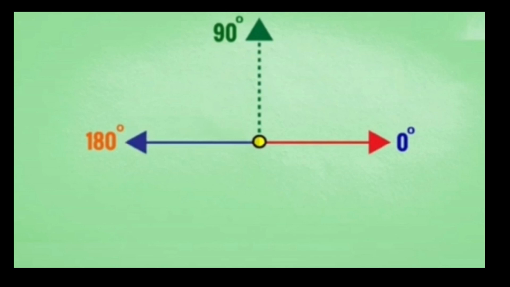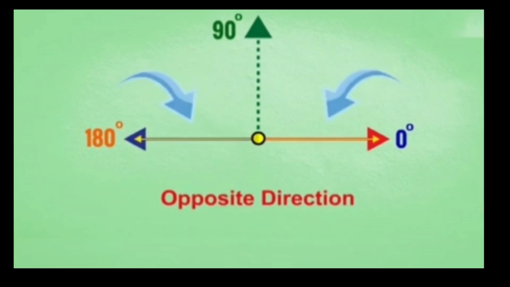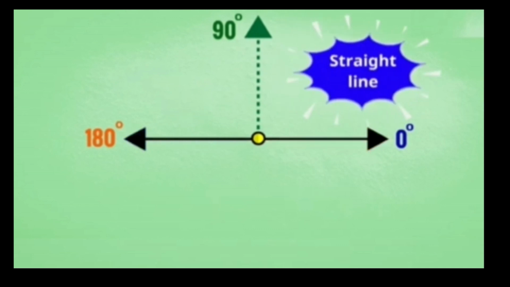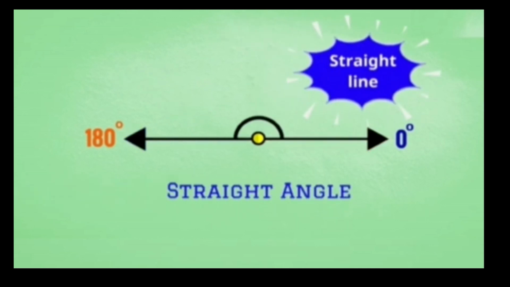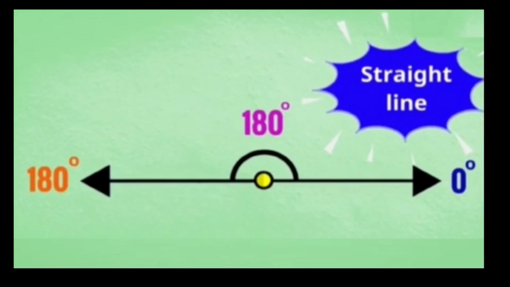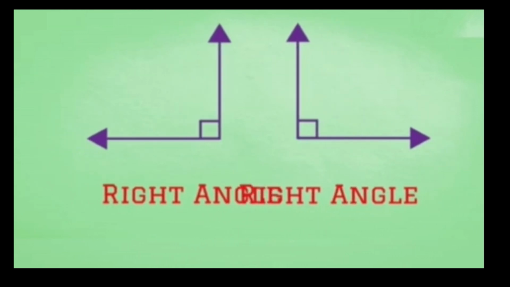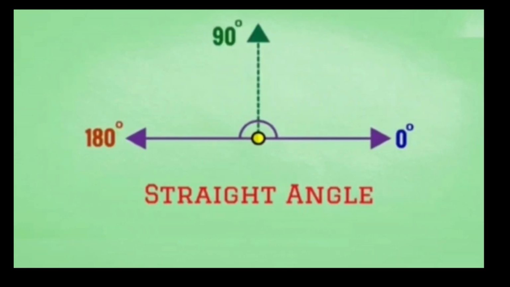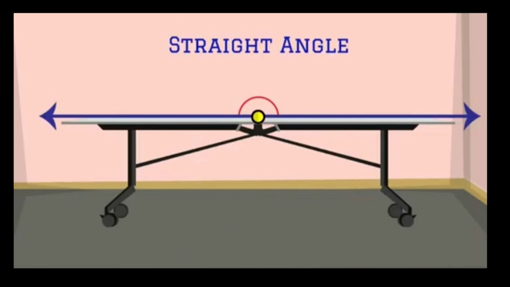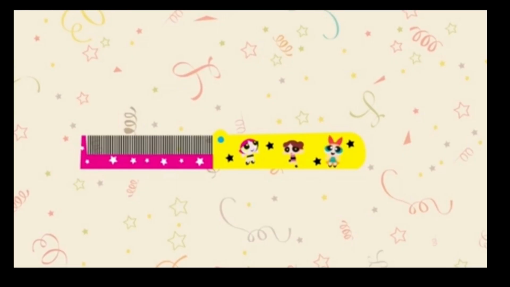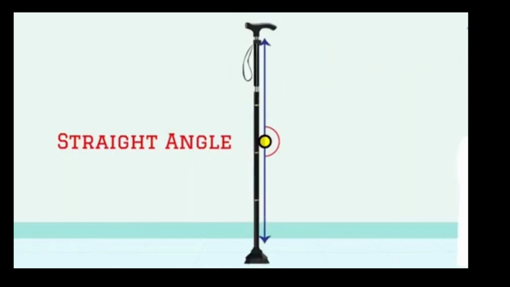Next is another important type of angle. If we look at this, the two rays, the red ray and the blue ray, are both pointing in opposite directions, making a straight line. The angle formed here is called the straight angle. It measures 180 degree. A straight angle can be formed by adding two right angles. Let's see some examples. We can find a straight angle in a folded table, in a compact hairbrush, and also in a foldable cane.